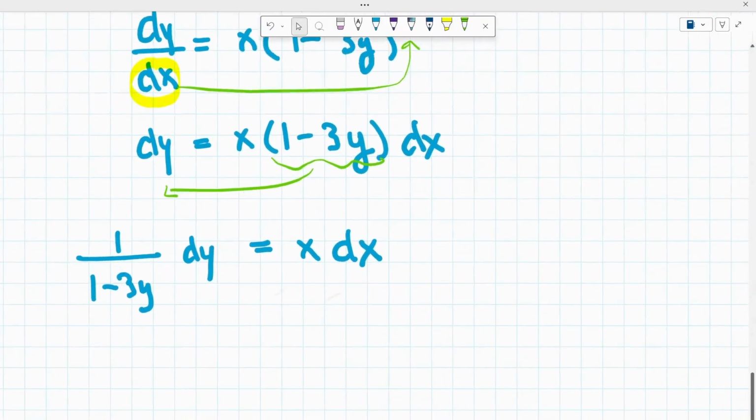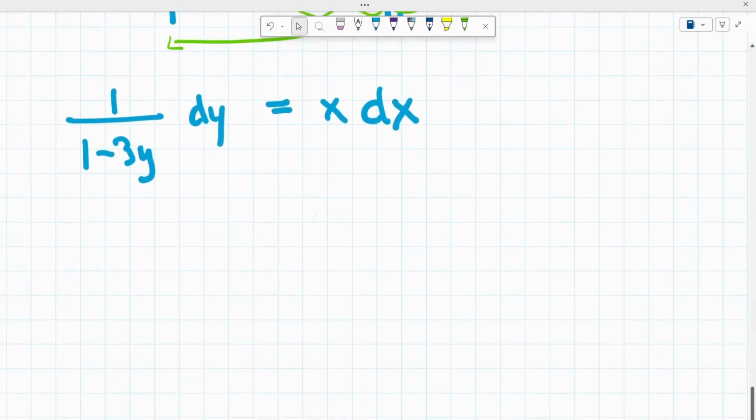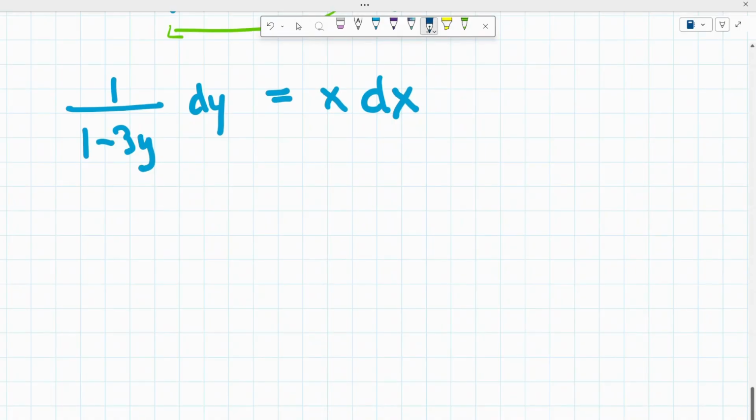So now we've successfully put all of our x terms on one side. So we have all our x terms on our right hand side, and we've got all of our y terms on the left hand side. So we are all separated and ready to go for step 2.